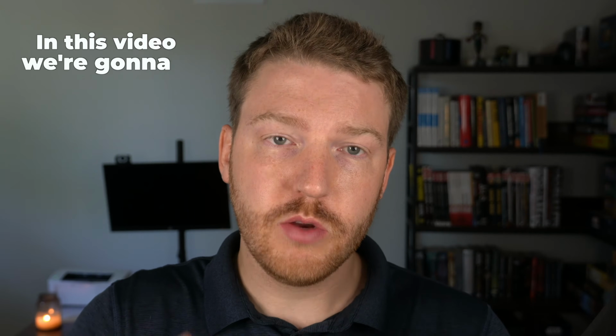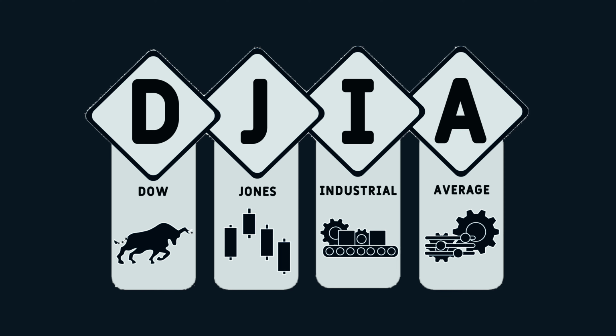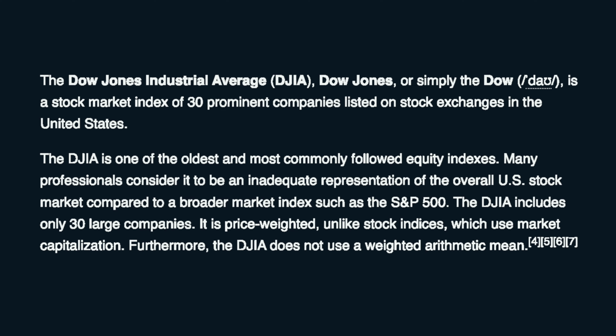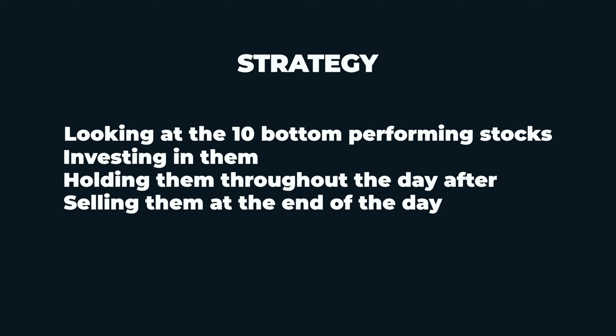In this video, we're going to be using the Dow Jones Industrial Average. If you're not familiar, these are 30 of the largest stocks in the US picked to represent a variety of different industries. So we're going to be looking at this index every single day. And then we're going to be finding the 10 losing or bottom performers, and then we're going to just buy those ones, hold them for the day, etc.